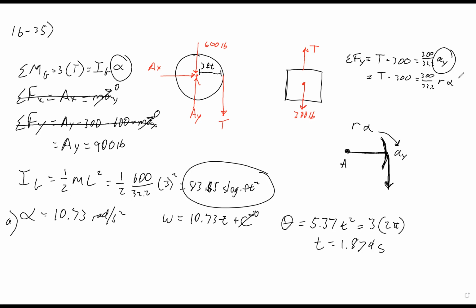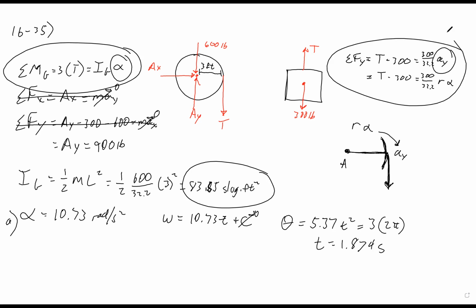By the way, because I wrote my ay positive, I'm assuming that the acceleration is going up. And we know the block is going down. So expect the answer to be negative. Just FYI. Okay, now we have basically two equations, two unknowns. The two unknowns are the tension and alpha. Our two equations are the sum of the moments about g and the sum of the forces in the y, just to recap. So we can solve. Well, the tension is equal to 150 pounds, and the alpha is equal to 5.37 radians per second squared.